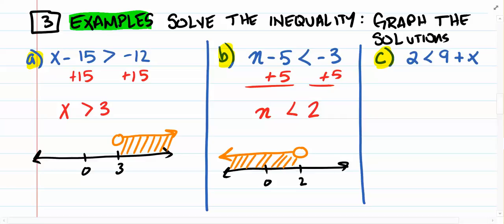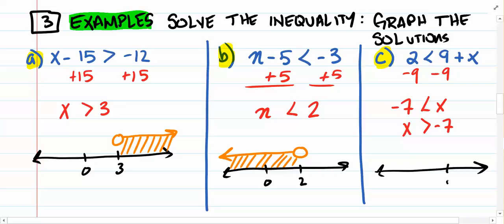Take a look at example C here. I have 2 is less than 9 plus x. I want to get x by itself, so I'm going to subtract 9 from both sides. 2 minus 9 is negative 7 is less than x, but I don't like writing it like this. I would prefer to have my variables on the left. So I'm going to rewrite this as x is now greater than negative 7. These are equivalent statements.